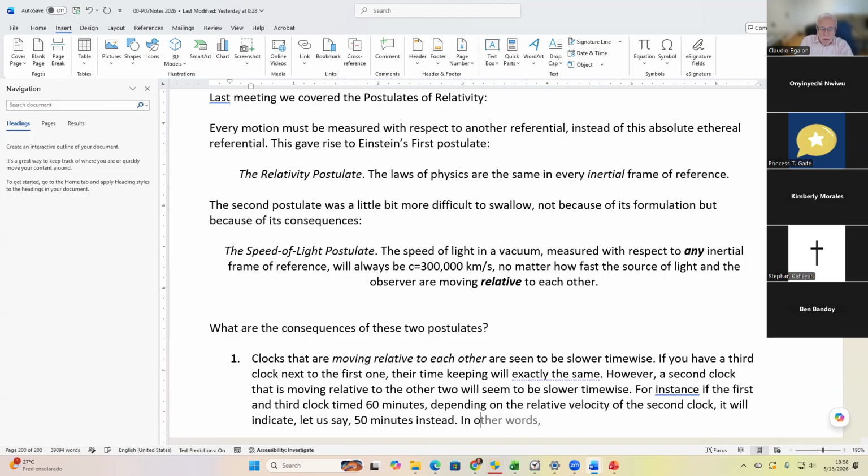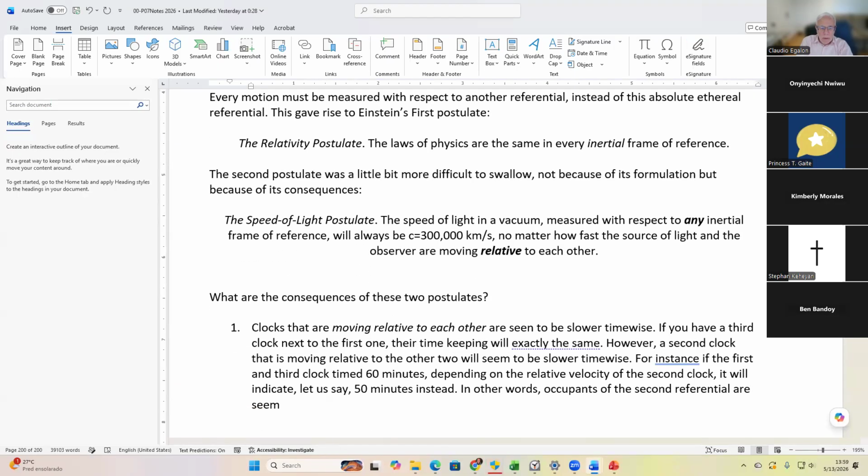In other words, occupants of the second referential are seen to age slower compared to the observers of the first referential.